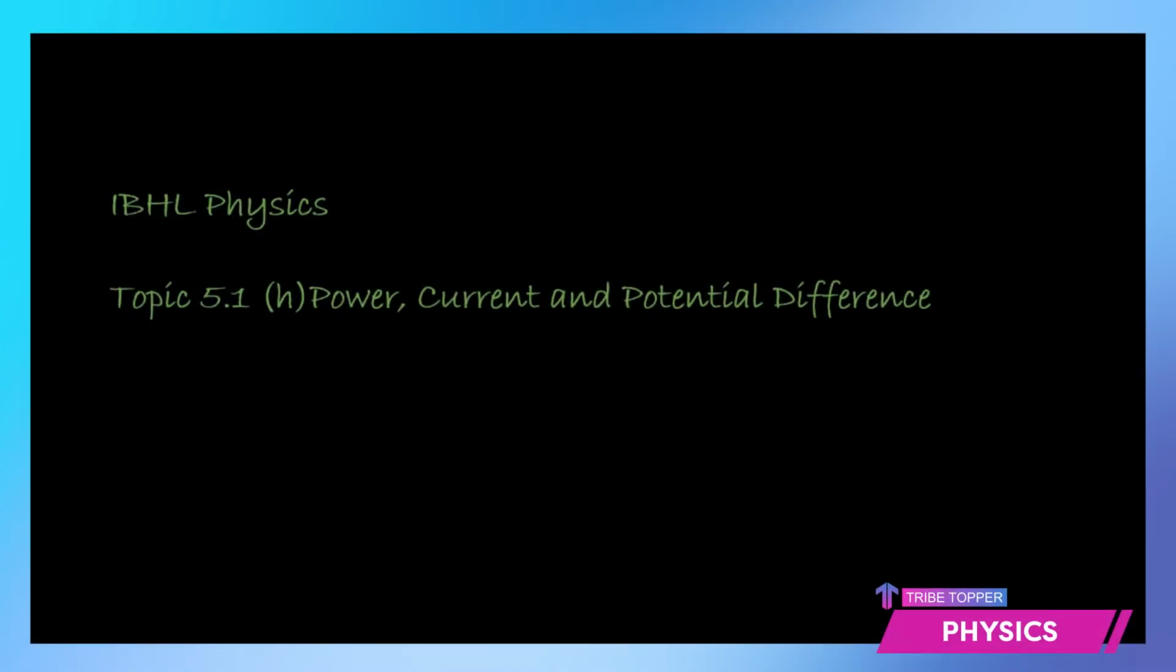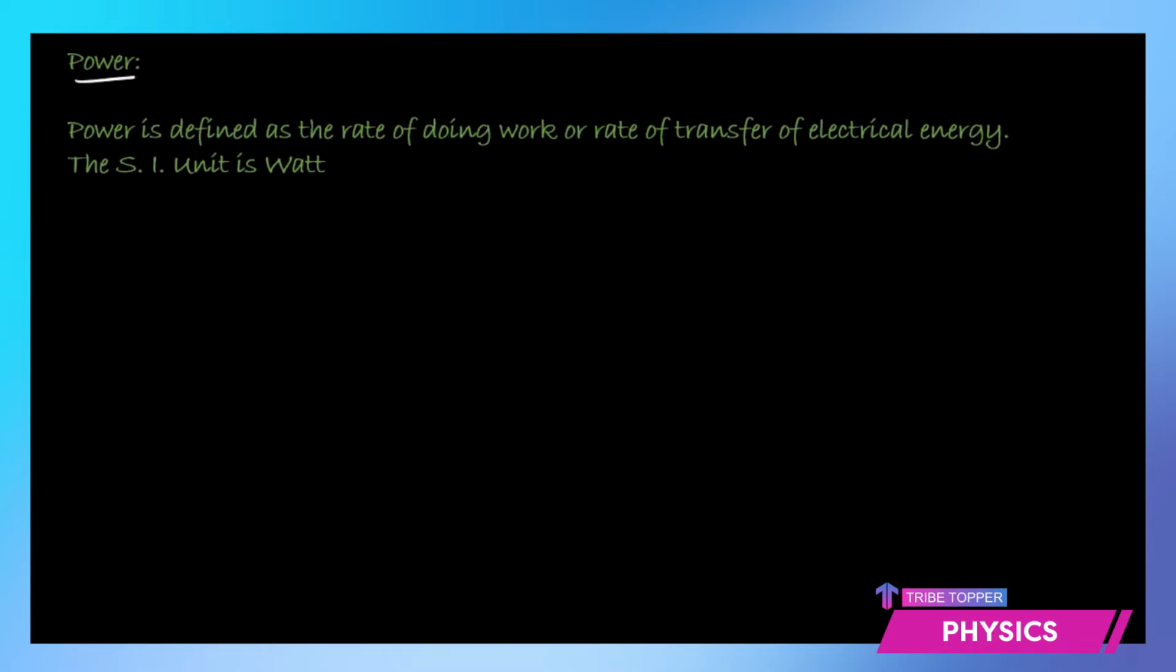In this video session, you are going to learn about power, current and potential difference. So what is power? Power is defined as the rate of doing work or rate of transfer of electric energy, and the SI unit is watt.